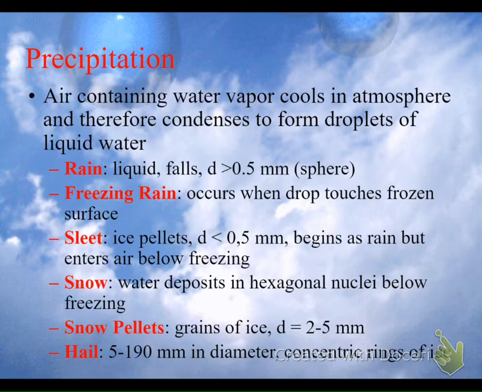Sleet hurts. They're tiny, tiny ice pellets that usually develop in strong winds. And if they hit you, it hurts. Snow is that pretty stuff you see in the movie Frozen, where it has 6 different sides, and it develops as it's coming down. Snow pellets is where, as it's coming down, it starts to warm up, and it forms into grain and then cools off and forms into ice. Hail, on the other hand, is where you've got concentric rings of ice.